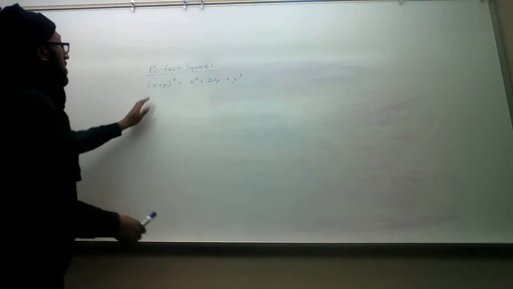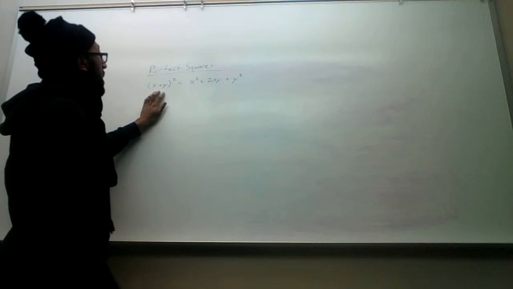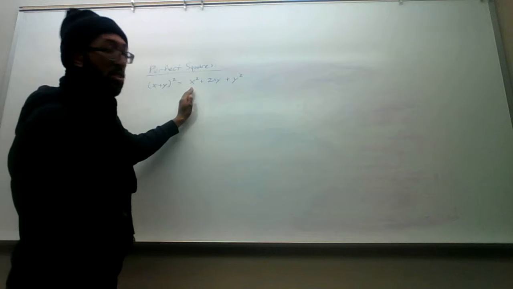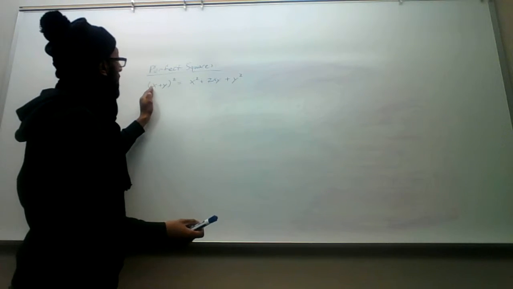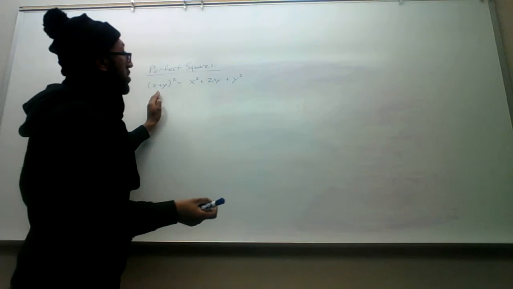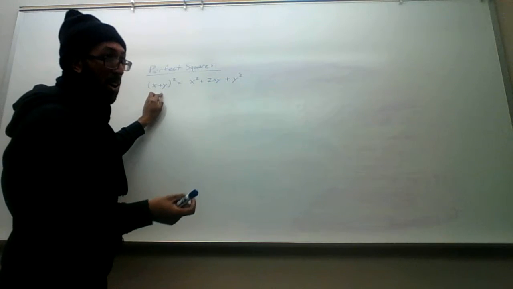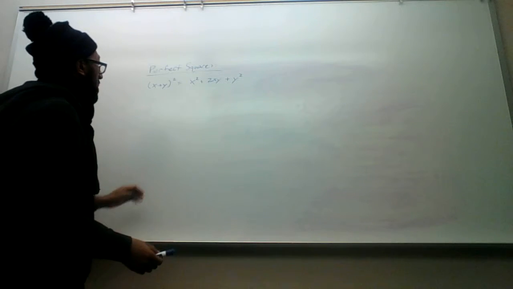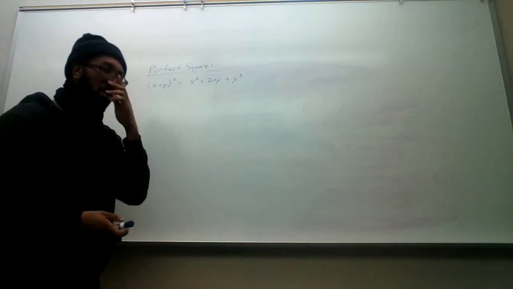The first thing you'll notice is, like I said before, a perfect square is the quantity x plus y squared. If you expand this out, the first term is x squared. The second term is x and y multiplied together, xy, and then you multiply that by 2. So the second term of the perfect square is 2 times x and y's product, so you have 2xy. And then the third term of a perfect square is y squared. So this is how you can recognize a perfect square.